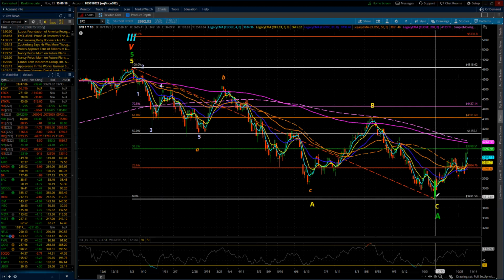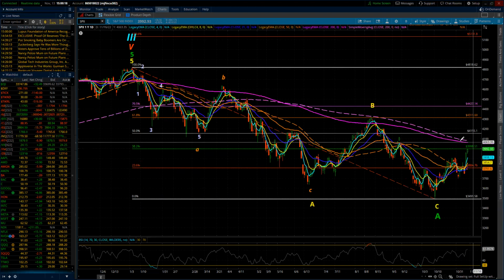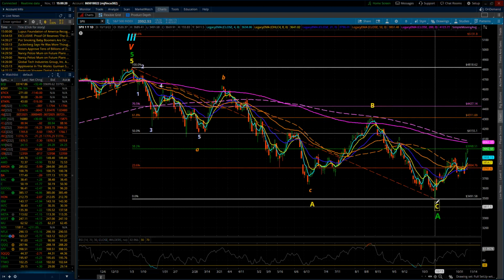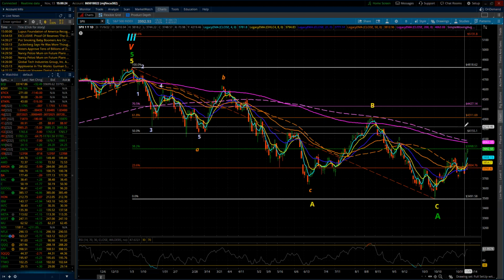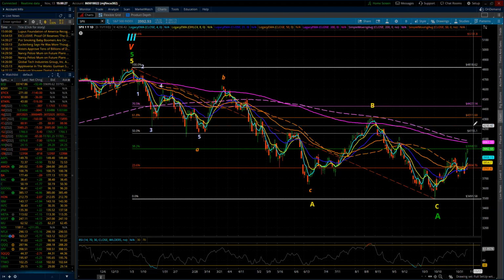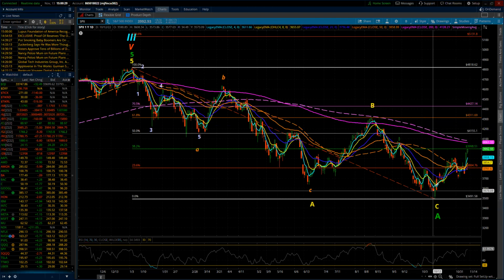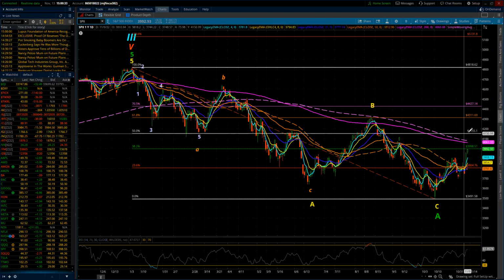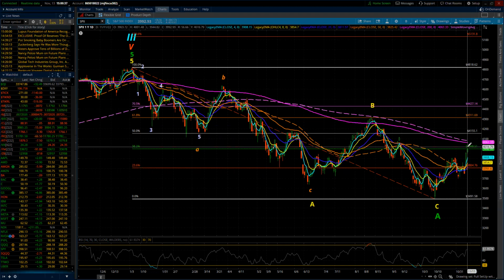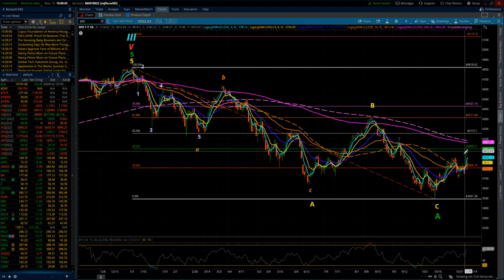Now, if indeed we can get this ABC in, then we're going to label that as intermediate wave A. So these are minor degree, a minor degree A, minor degree B, a minor degree C wave. So these are minute, and that fits both preferred and alternate counts right now. So that's the way this is being labeled.